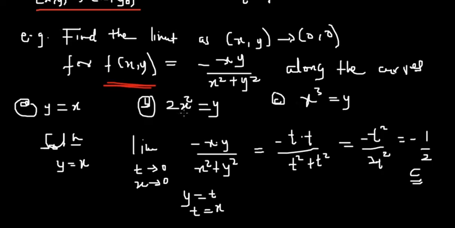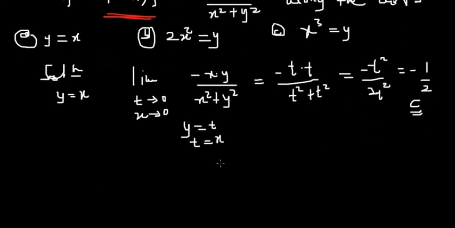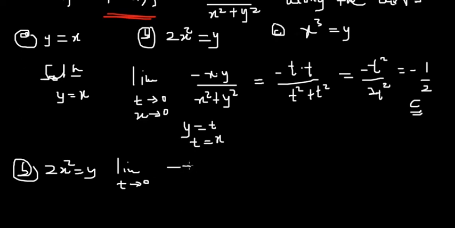Now let's proceed to the b, okay? I hope the first example was quite easy. Now let's move on to b. So now b, we have 2s squared to be equal to y. So we know that we have our limit t approaching 0, and then we have minus xy divided by s squared plus y squared. And since we know that t is approaching 0, it means that s is also approaching 0.